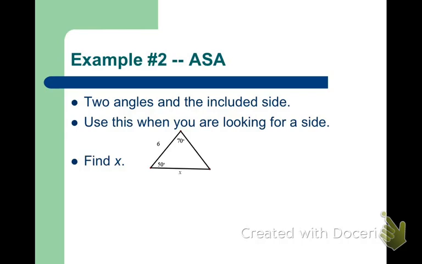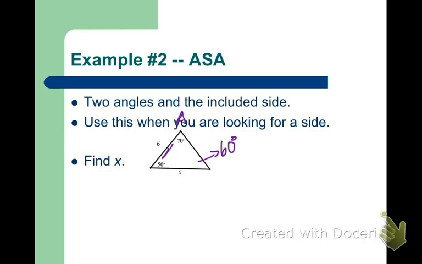Here's one where we know 2 angles and the side between them. Again, my first recommendation is that if we know these 2, we subtract that from 180 and get this angle. Ugh, that's 60. And in this case, I do need that.